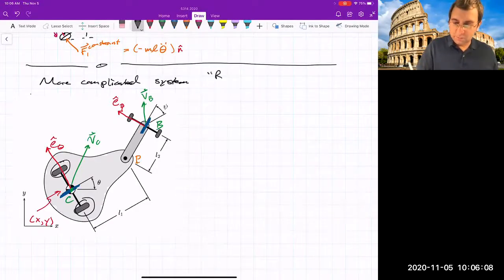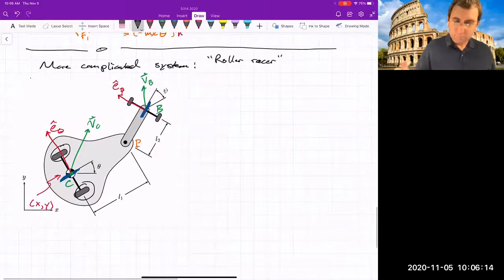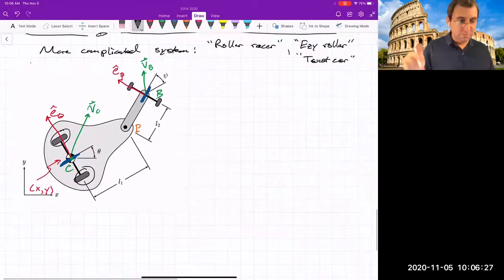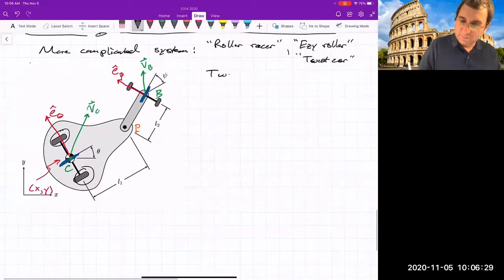It's called the roller racer, and there are other variations on it. There's one called the easy roller. There's another one called the Twistcar. So people have taken this idea and done some other things with it. There's two non-holonomic constraints.